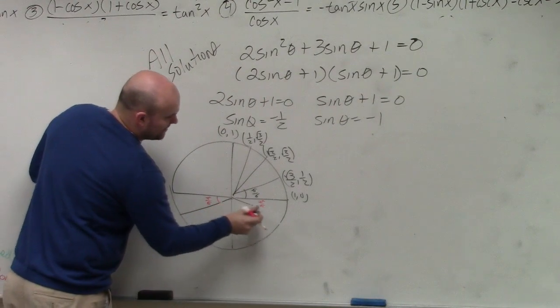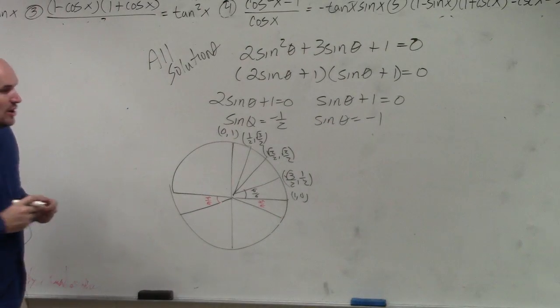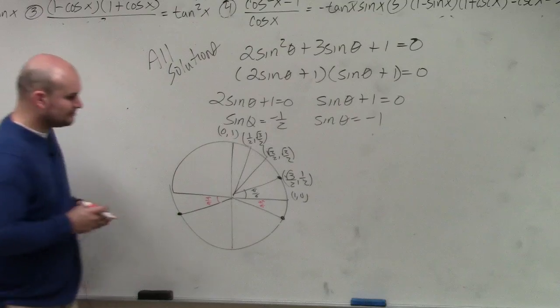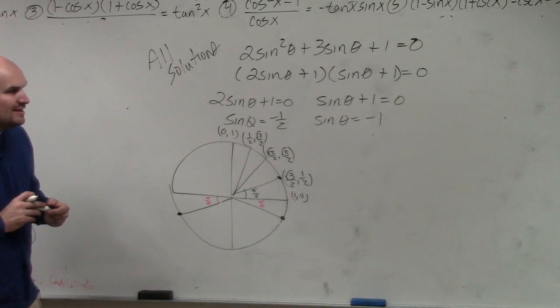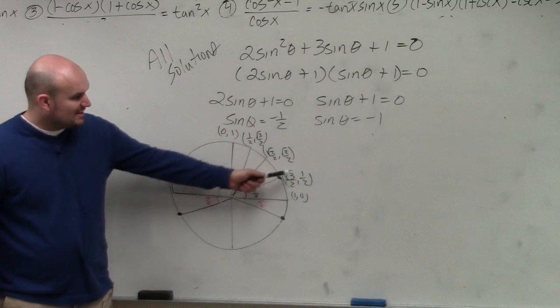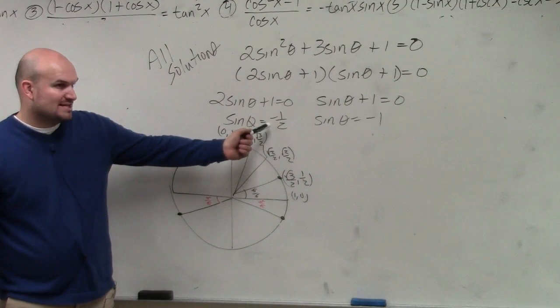Would you guys agree with me on that? So all it is, is a reflection of these points. All right, well now, let's look at these answers, because it's really not that bad. Here, we know that pi over 6 is not a solution, because that equals +1/2.